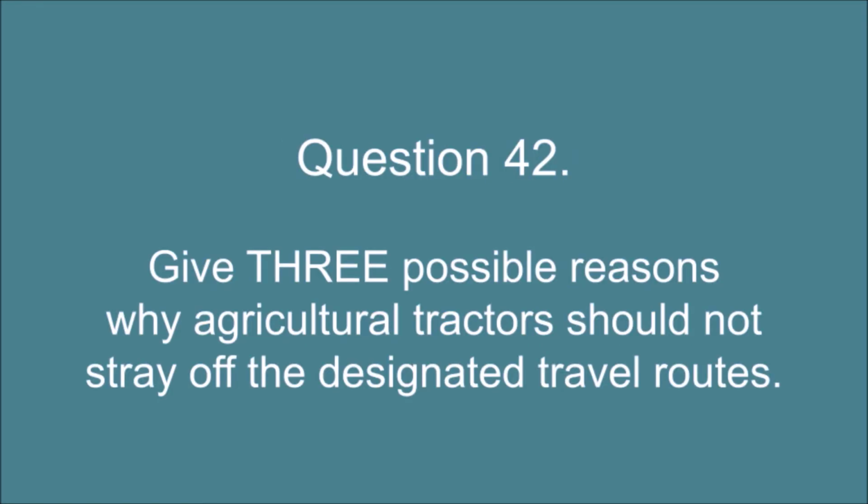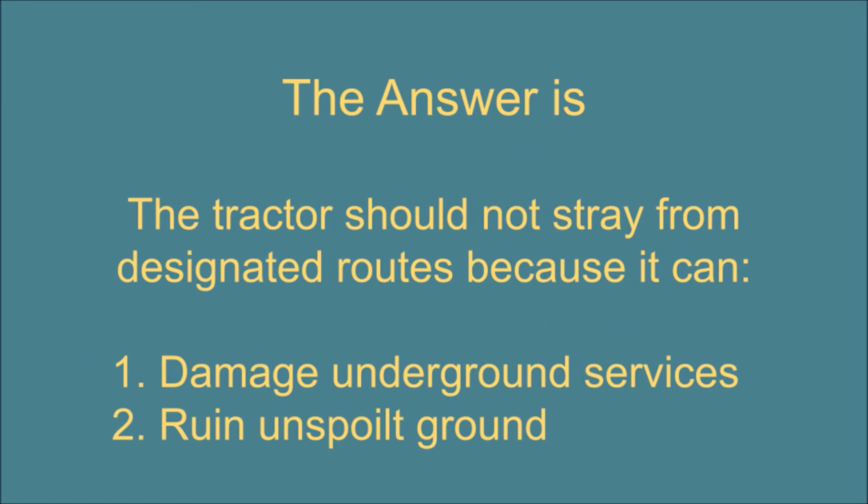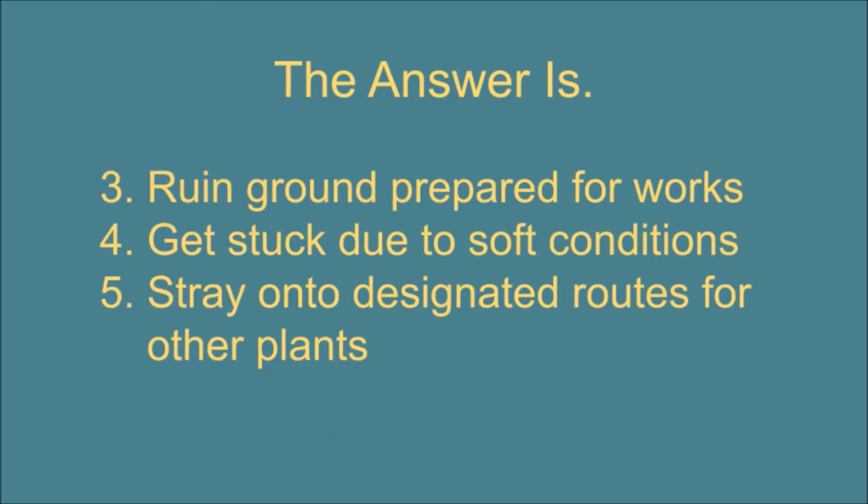Question 42. Give 3 possible reasons why agricultural tractors should not stray off the designated travel routes. The answer is: the tractor should not stray from designated routes because it can 1. Damage underground services. 2. Ruin unspoiled ground. 3. Ruin ground prepared for works. 4. Get stuck due to soft conditions. 5. Stray onto designated routes for other plant.